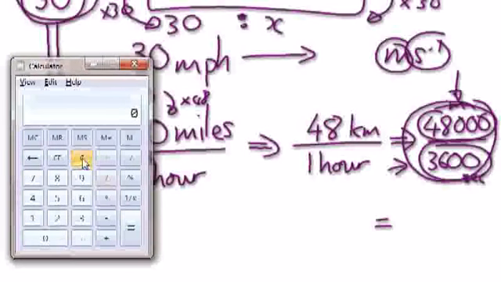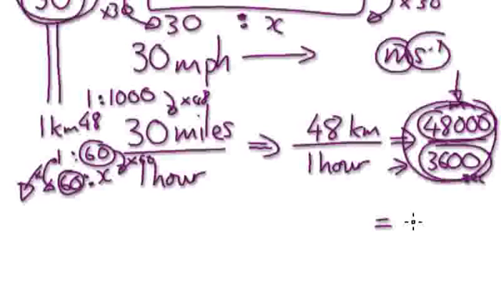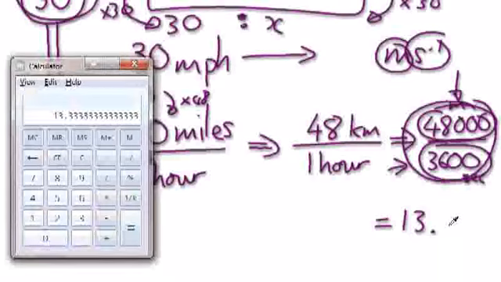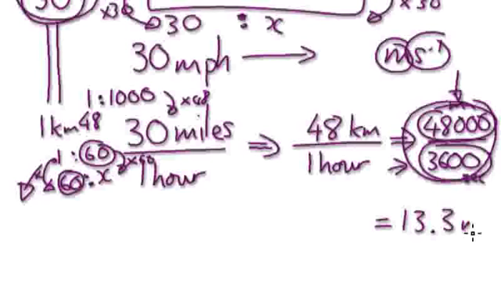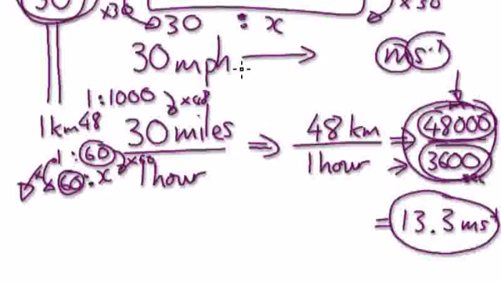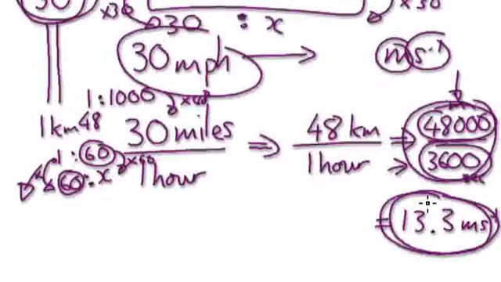Anyway, so this here will be 48,000 divided by 3,600 here. Whatever this number is, it's the distance for 1 second. Now the distance for 1 second is like saying per second. So this here would be 13.3 meters per second, basically. So this is your speed. Well, 30 miles per hour is like 13.3 meters per second.